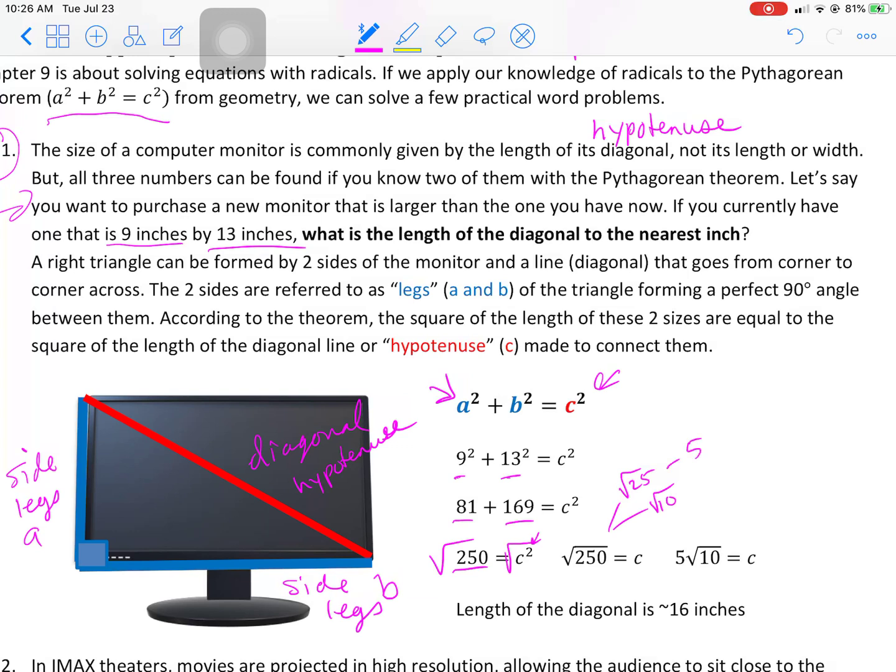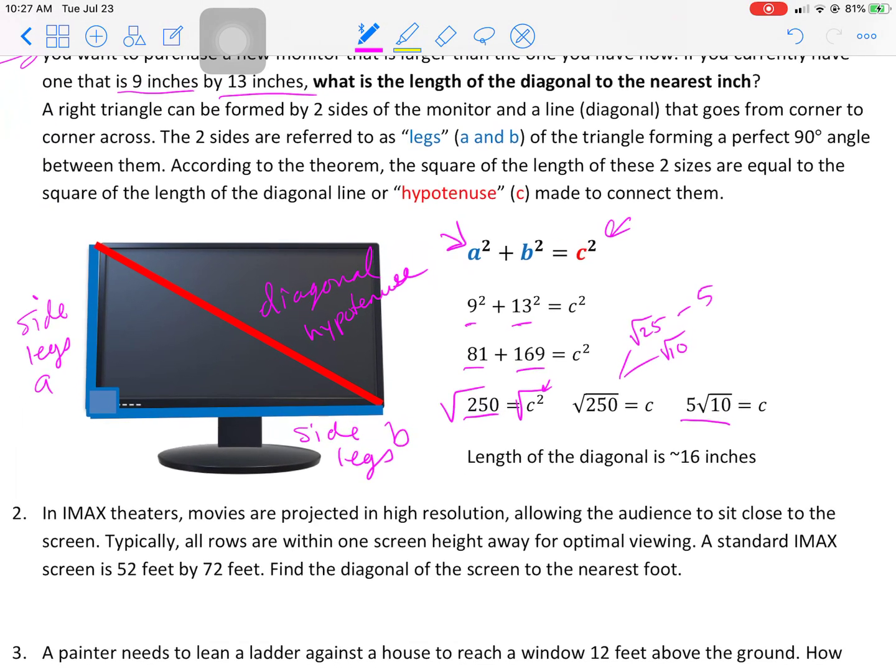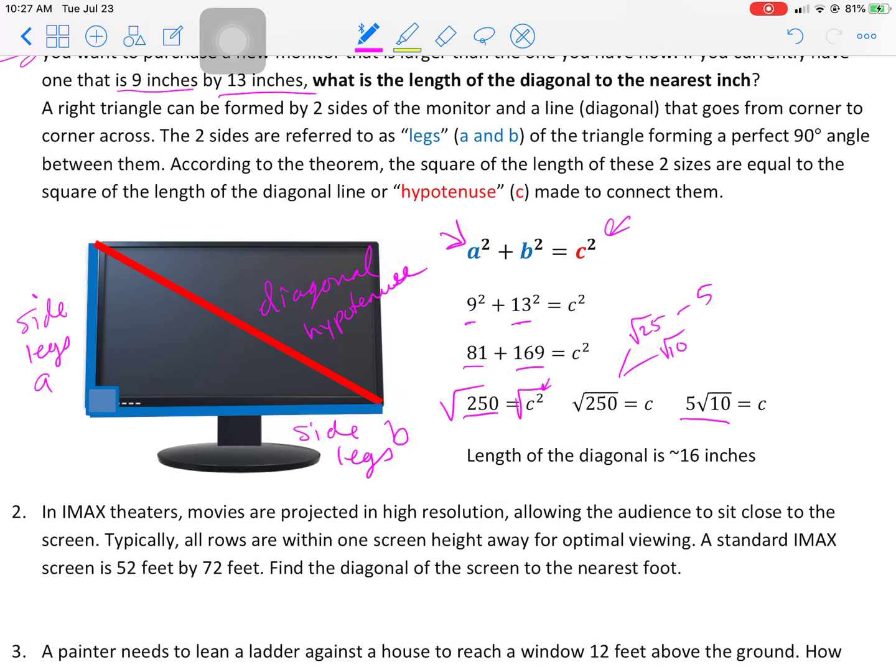That's going to give you the 5. So your final answer, I think in the homework it calls this an exact answer, so don't give it a decimal. Make sure it's a reduced radical, 5 times the square root of 10. To figure out what that means if you're actually shopping, feel free to put 5 times the square root of 10 in your calculator, and you'll get a diagonal that's approximately 16 inches.